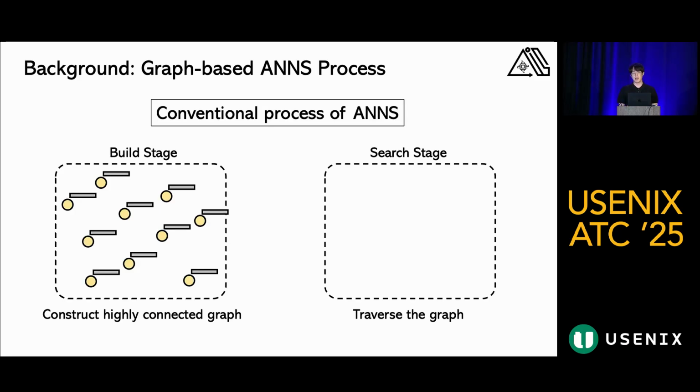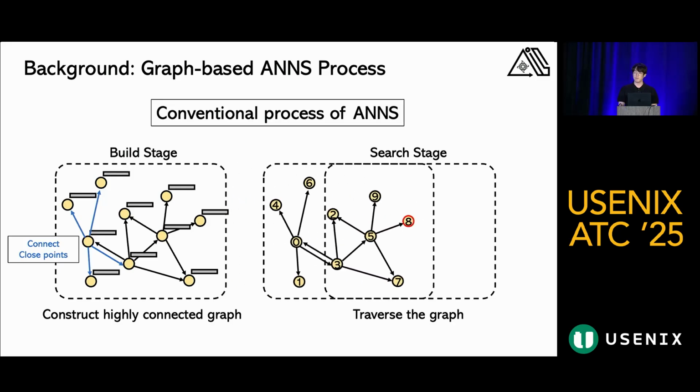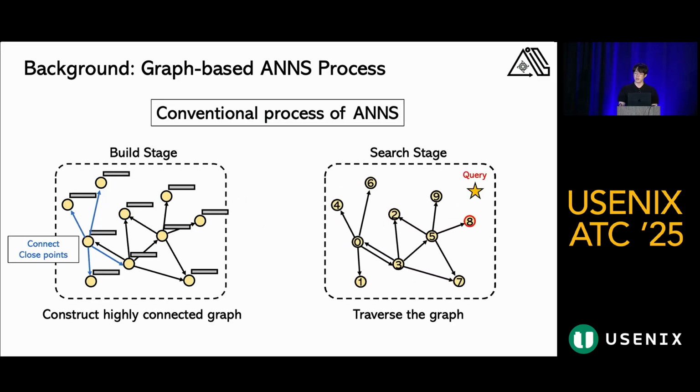Here, I will explain how the conventional process of ANNS works. During the build stage shown on the left, we connect close data points with edges. This process is applied to all nodes, constructing a highly connected graph. And this pre-built graph is used during the search stage, as shown on the right. By traversing the graph and moving towards the query, the search algorithm finds the data point closest to the query without scanning all the data points.